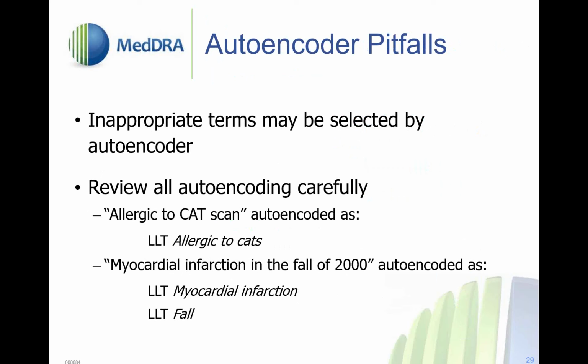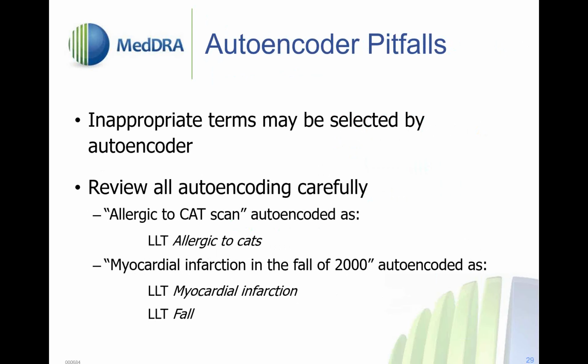So an actual example: "allergic to cat scans" in an autoencoder coded to "allergic to cats" because it was going through the terminologies and it identified similarities between allergy and cat, and it thought it was correct, but it's not. And same for the second example. So "an MI in the fall of 2000": the autoencoder picked up on the MI and it thought the fall matched an LLT of fall, but really in the actual verbatim, this was referring to a time of year, in the autumn of 2000. So that was another disadvantage of the autoencoder. So even if you do use autoencoder or artificial intelligence for autoencoding, manual review is still needed to catch these kind of pitfalls.